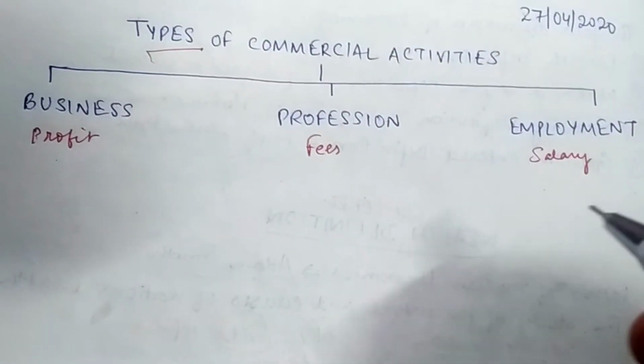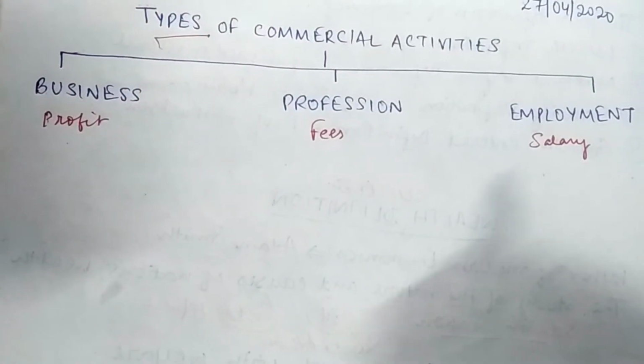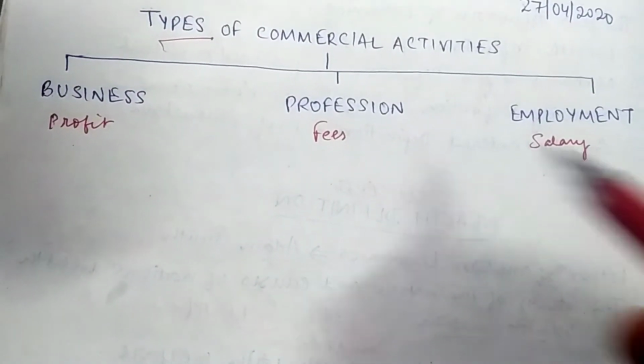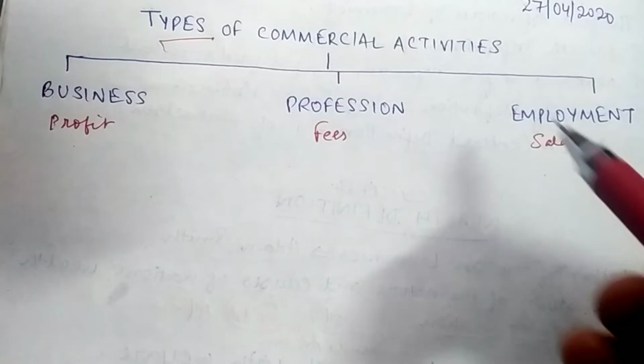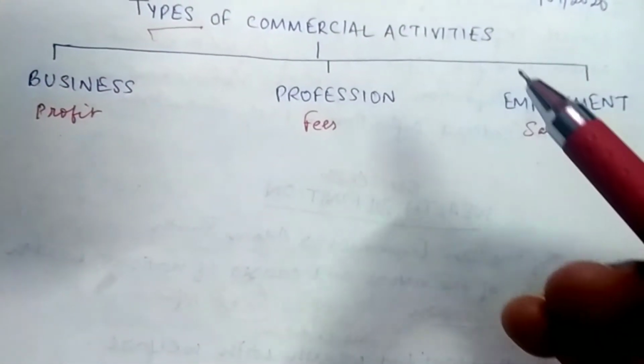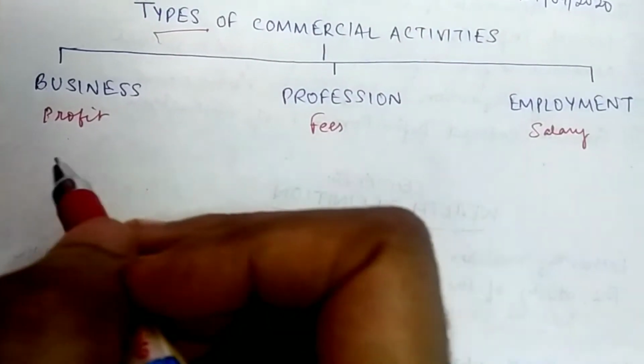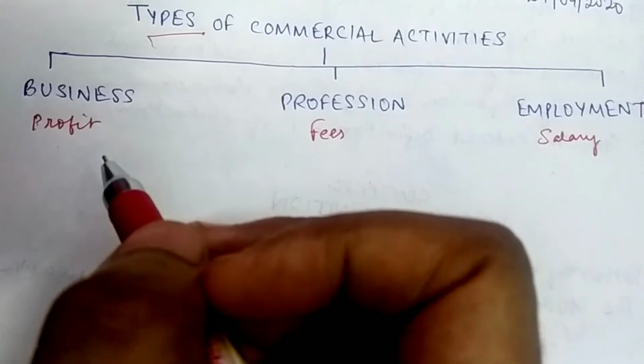Just the name of the income is different, but in all these activities people earn money. These are the activities in which people earn money. That is why all these are the types of commercial activities. Now we will learn each of these three terms separately in detail.